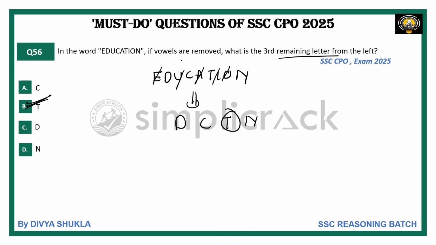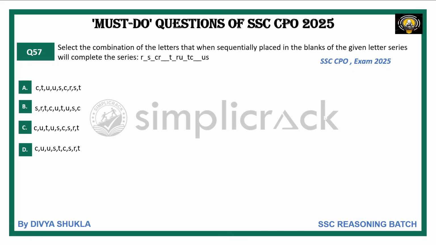Now in the examination, you don't have to write each and everything. You can just ignore the vowels. You don't even need to touch the pen. Just ignore the vowels and then start counting 1, 2, and 3. So you have to do it like this in the examination. I hope this is clear. Let's see the next one.